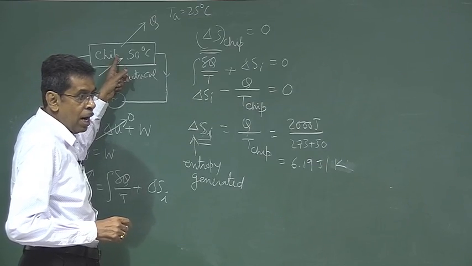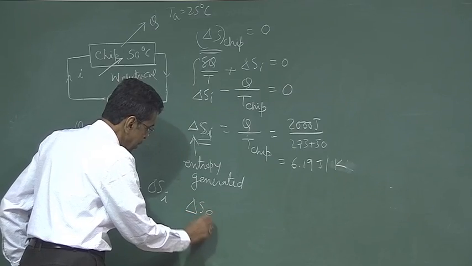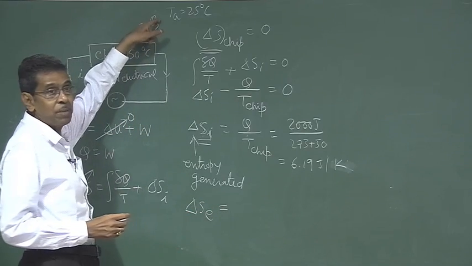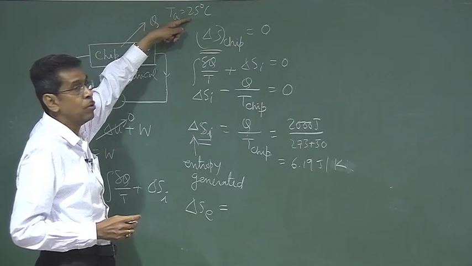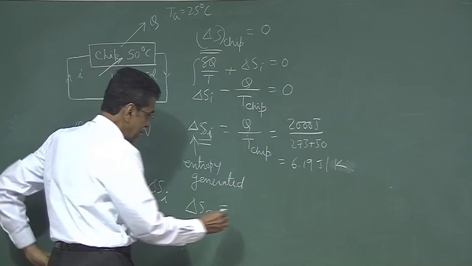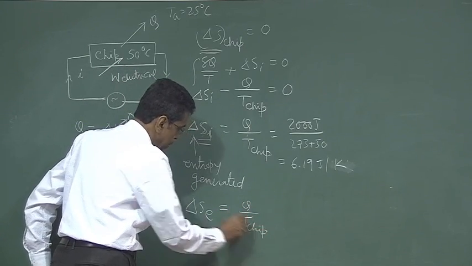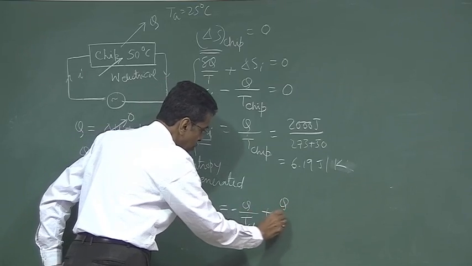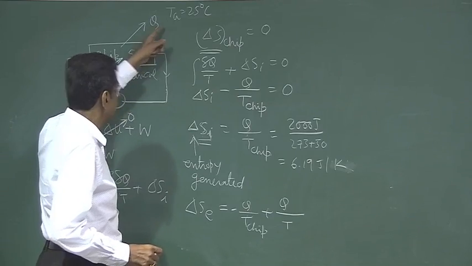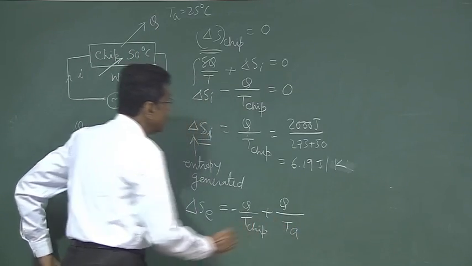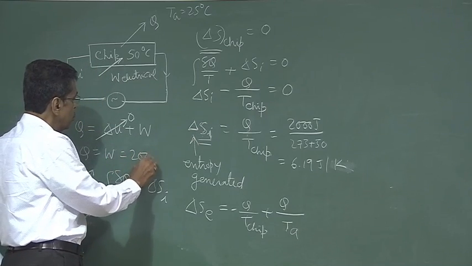Next one, outside the chip. Outside the chip, entropy is generated because of the external irreversibility I told you about, due to heat transfer through a finite temperature difference between 50 and 25. That means this will be Q by T chip, with a minus sign, plus the same Q by T surroundings, TA. Now Q is equal to W, which is 2 kilojoule, 2000 joule.